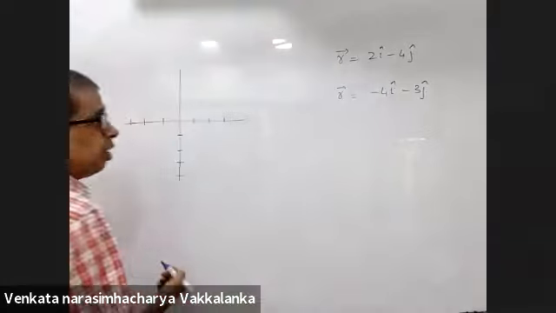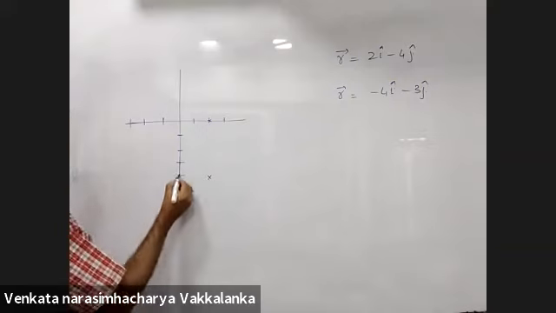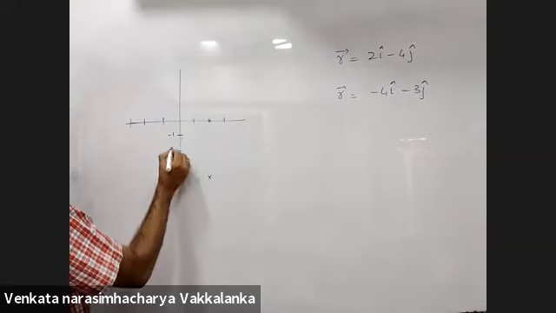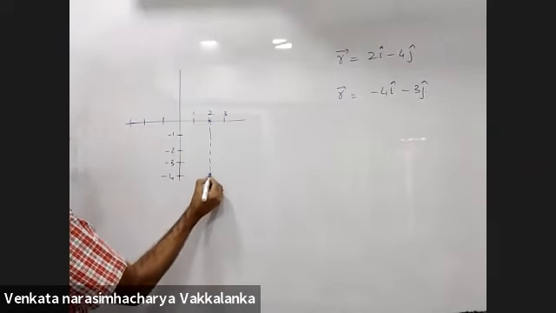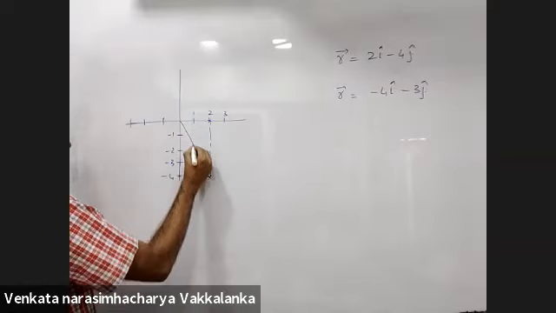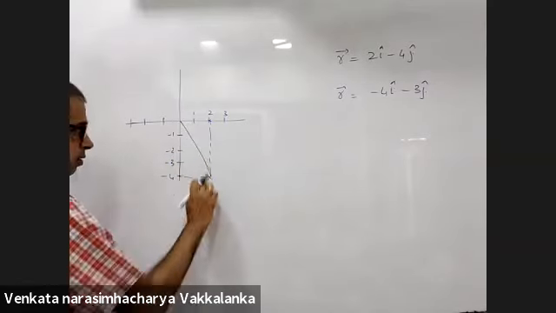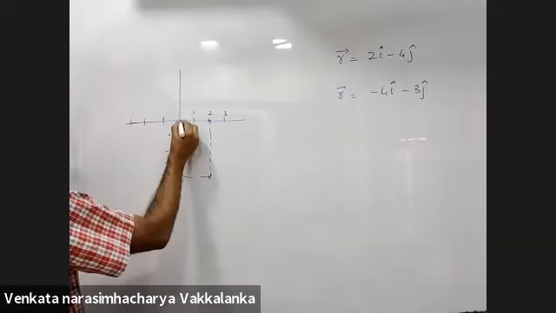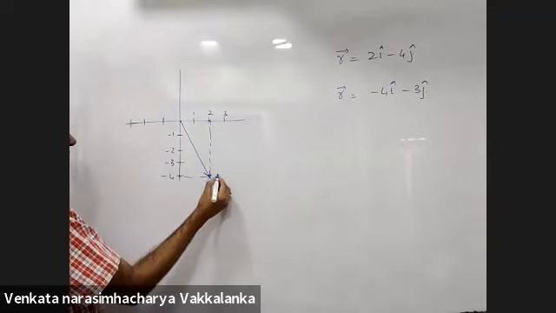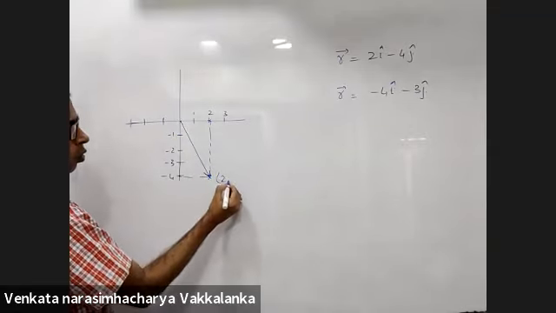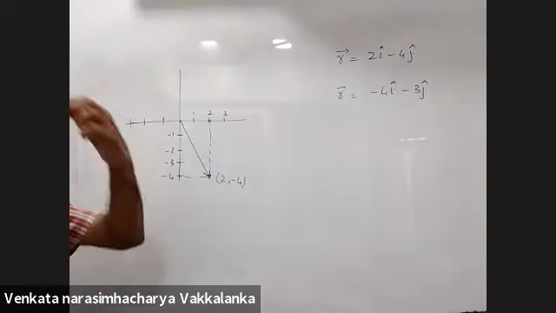Now R is 2 i cap minus 4 j cap. Minus 1, minus 2, minus 3. This will be the vector. I wish I could draw a straight line. This will be the head of the vector. This will be the tail of the vector. 2, comma, minus 4.